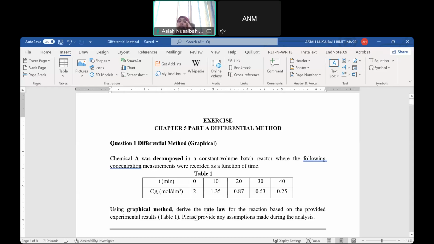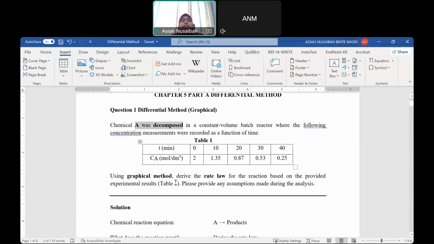Okay, now we have highlighted actually what are the important information from the paragraph. The first one is it mentioned that A was decomposed. Since A was decomposed, we can say that chemical reaction equation is A to end products. Okay, we have only one reactant. So we can use the differential method because the idea is for differential method, we can only relate with one concentration. If you have two concentration, then you need to use method of excess. Since there's only one concentration, we have no such problem.